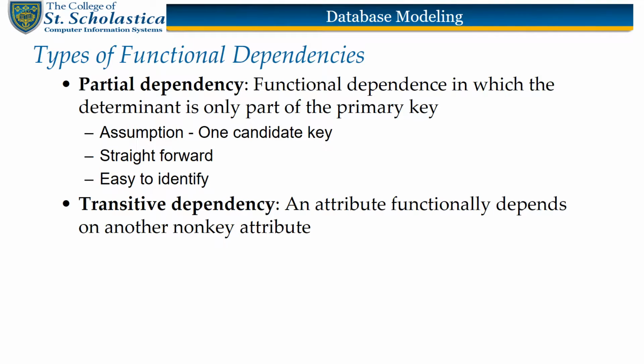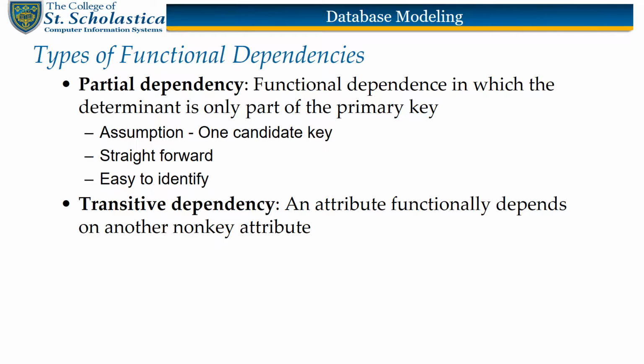Two types of functional dependencies that are of special interest in normalization are partial dependencies and transitive dependencies. A partial dependency exists when there is a functional dependence in which the determinant is only part of the primary key, and we assume that there is only one candidate key. Partial dependencies tend to be straightforward and easy to identify.